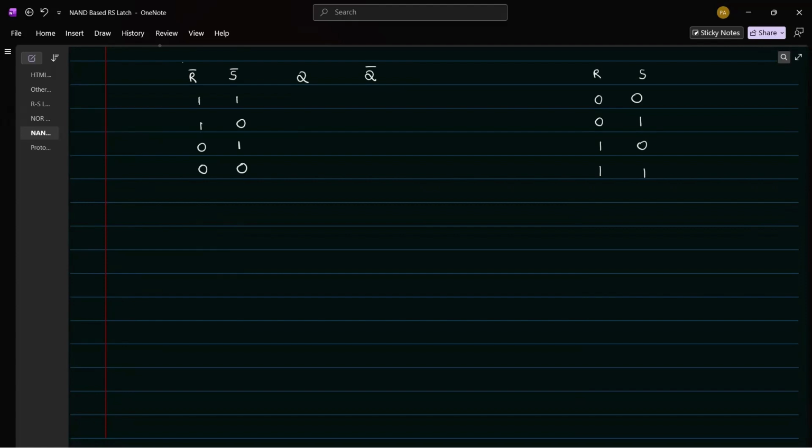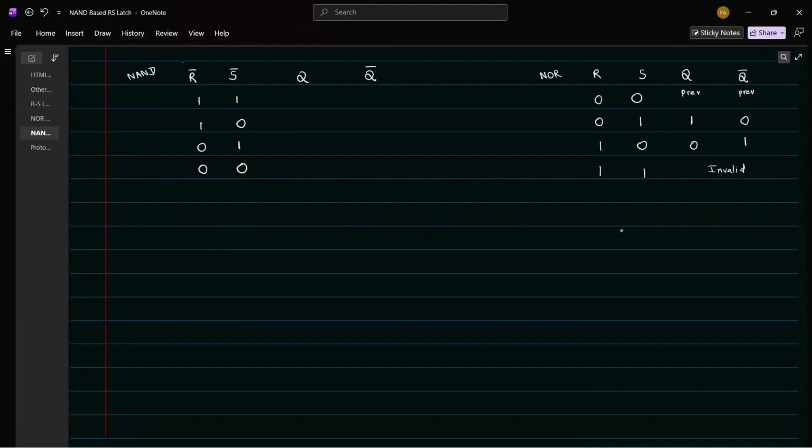Now, as with the NOR-based system, here Q should be previous and Q bar should be previous. Set equal to 1 means Q is equal to 1, so Q bar is 0. Reset means Q is equal to 0, so Q bar is equal to 1. And if these two are 1 1, then both outputs are invalid, so it's forbidden. Similarly, it will work here also. This is NOR-based, this is NAND-based. I'm comparing them so that you can easily understand.